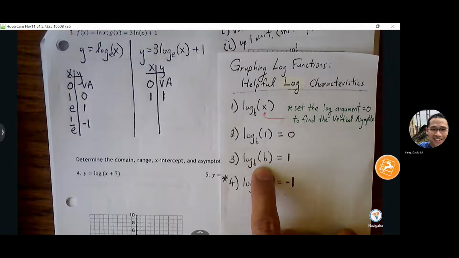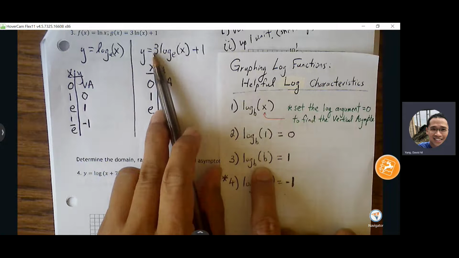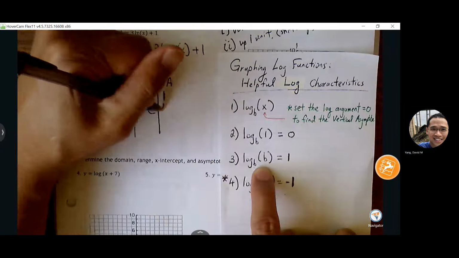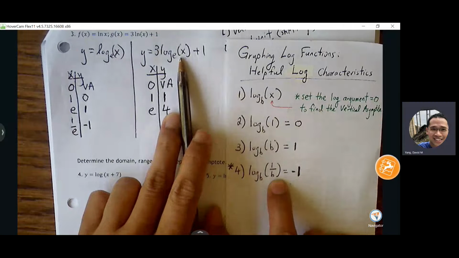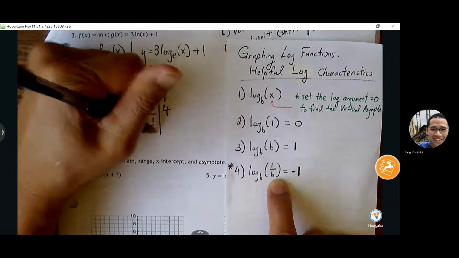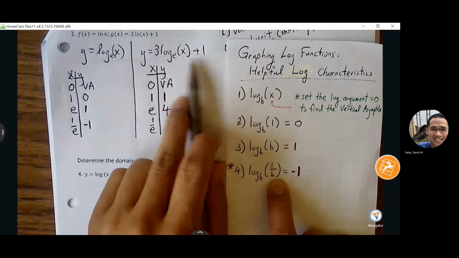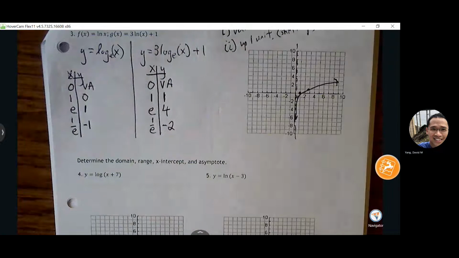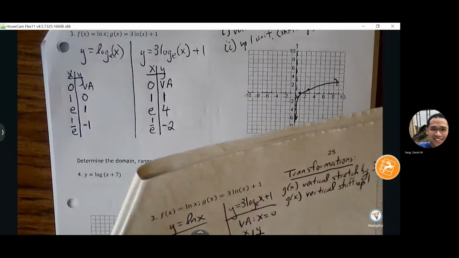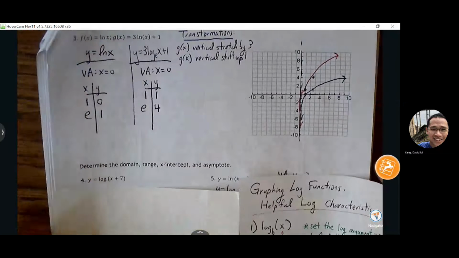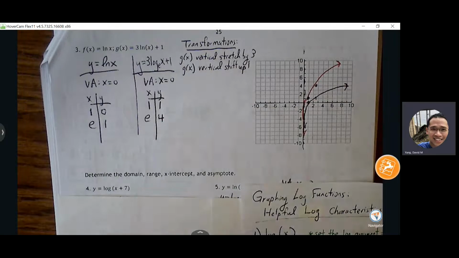What can I choose here? Log base e of e is 1. Okay. 1 times 3 is 3. 3 plus 1 is 4. Right? Last one. 1 over e. Log base e of 1 over e is -1. -1 times 3 is -3, plus 1. Oh, I didn't plot those points today.